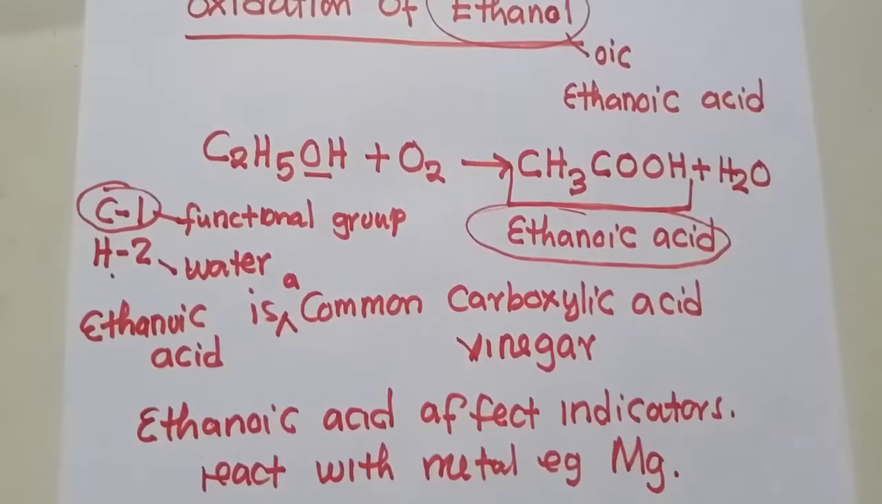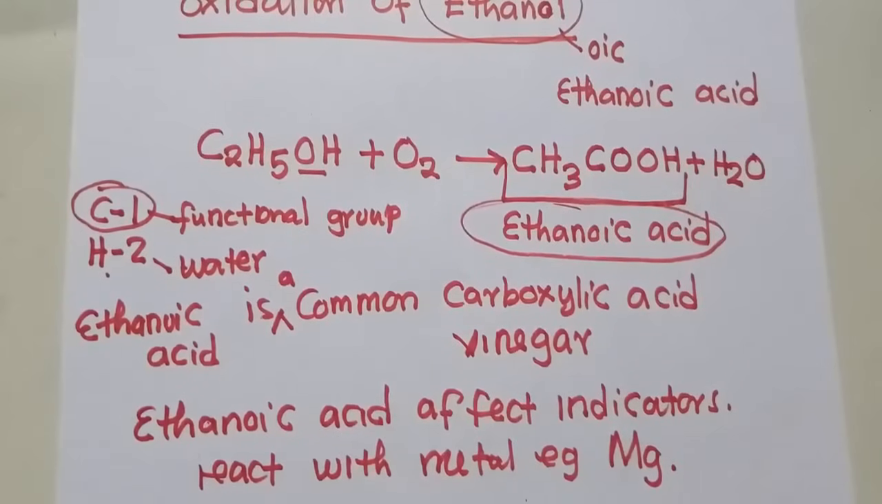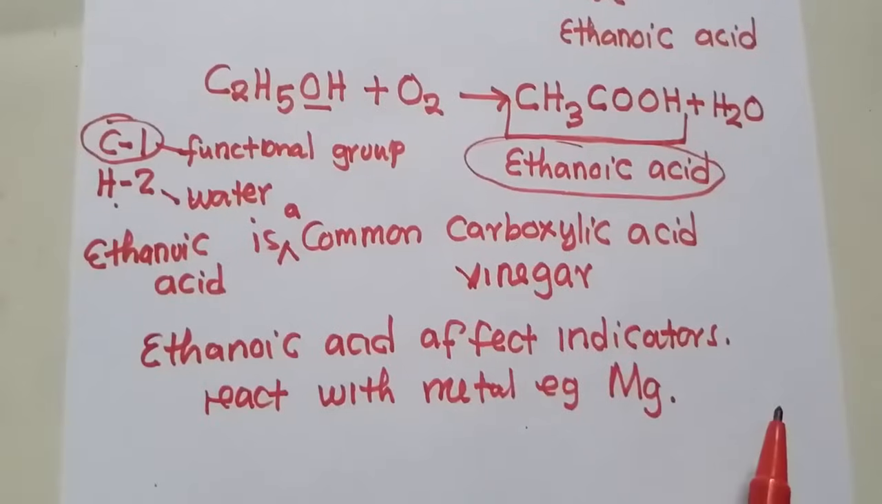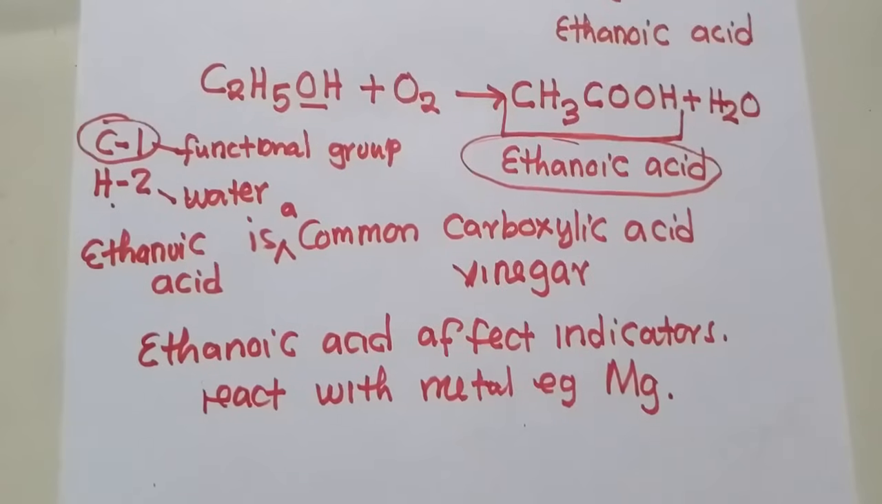So ethanoic acid is a weak acid. Even though it is a weak acid, it will still react with bases to form salts. So I want you to understand this, and I want you to get this point which I've said. These are weak acids. Even though they are called weak acids, they will still react with bases to form salts. For example, the salt sodium ethanoate is formed when ethanoic acid reacts with dilute sodium hydroxide.